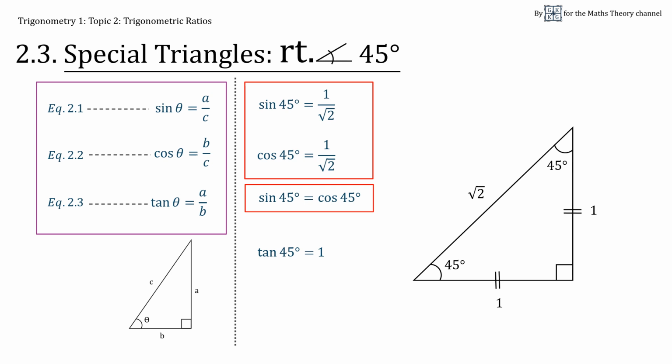So what a beautiful relationship. Tangent 45 degrees equals 1. All three relations here, sine, cos, and tangent 45 degrees, are important. So please note them as they will come in handy throughout math.